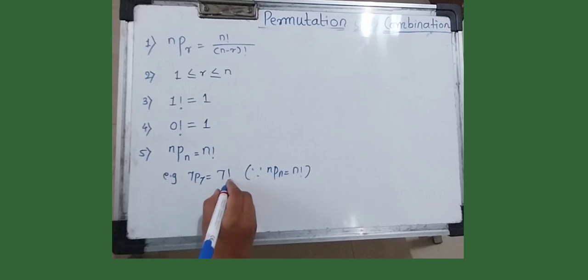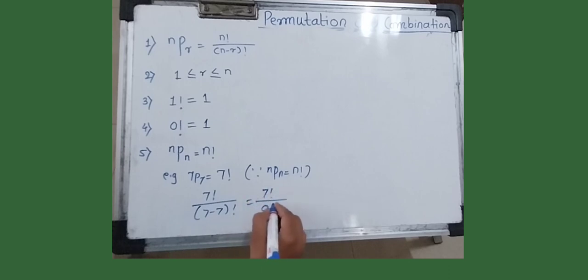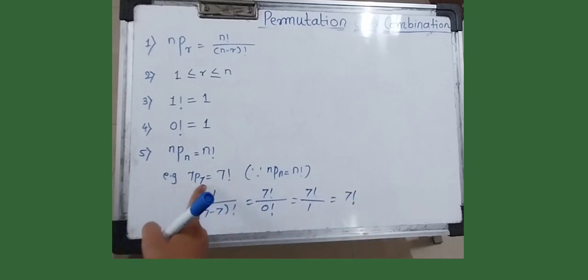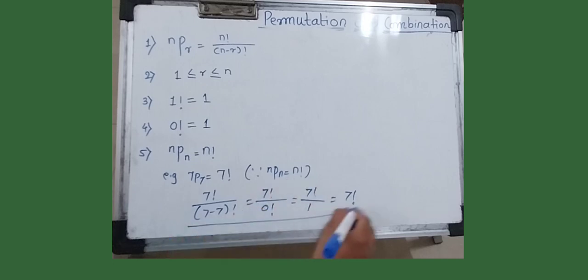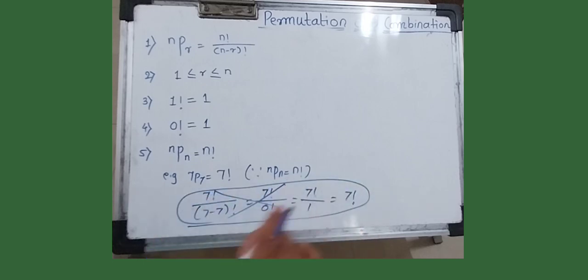Do not waste your time finding 7 factorial upon 7 minus 7 factorial, which is 7 factorial upon 0 factorial, and 0 factorial is 1. Instead of that, for 7P7 it is 7 factorial, since nPn is equal to n factorial. Do not waste your time on silly things.